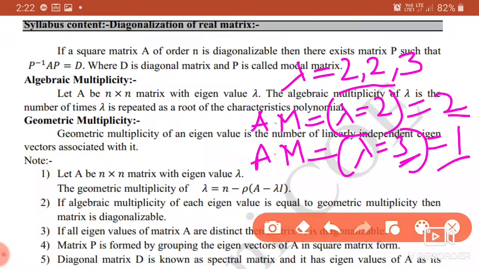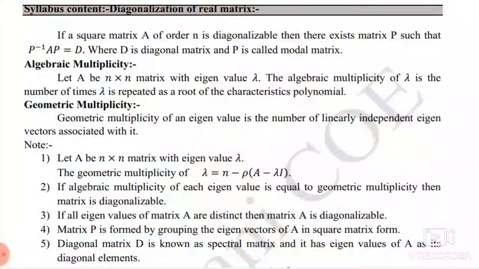The next is geometric multiplicity. The geometric multiplicity of an eigenvalue is the number of linearly independent eigenvectors associated with it. It means the number of linearly independent eigenvectors gives us the geometric multiplicity. To find the geometric multiplicity, we have a given formula.